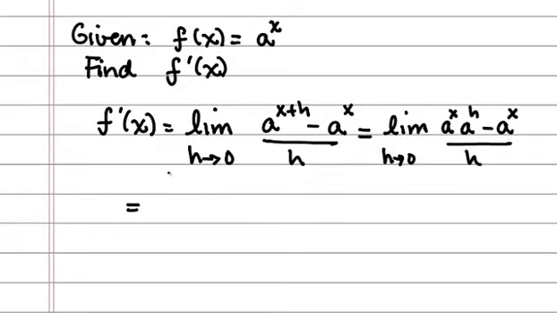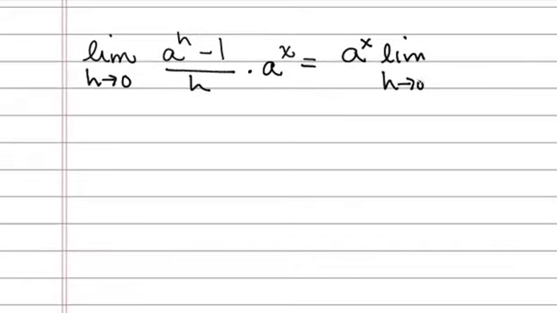And then in the numerator, both of those terms have an a to the x, so I'm going to factor that out. So it'll be the limit as h approaches 0 of a to the h minus 1 over h times a to the x.